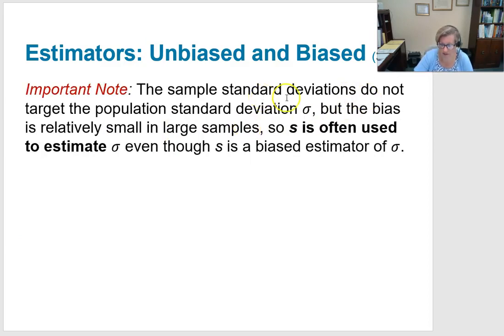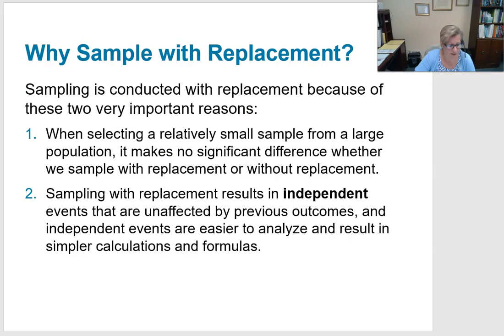And just an important note about standard deviation. It does not target the population because it has a bias, but the bias is relatively small in large samples. So S is often used to estimate the standard deviation of our population, even though it truly is a biased estimator. So I just kind of steer clear of S, because anytime it can have bias, I want to steer clear of it because that's not going to look so well on my study.